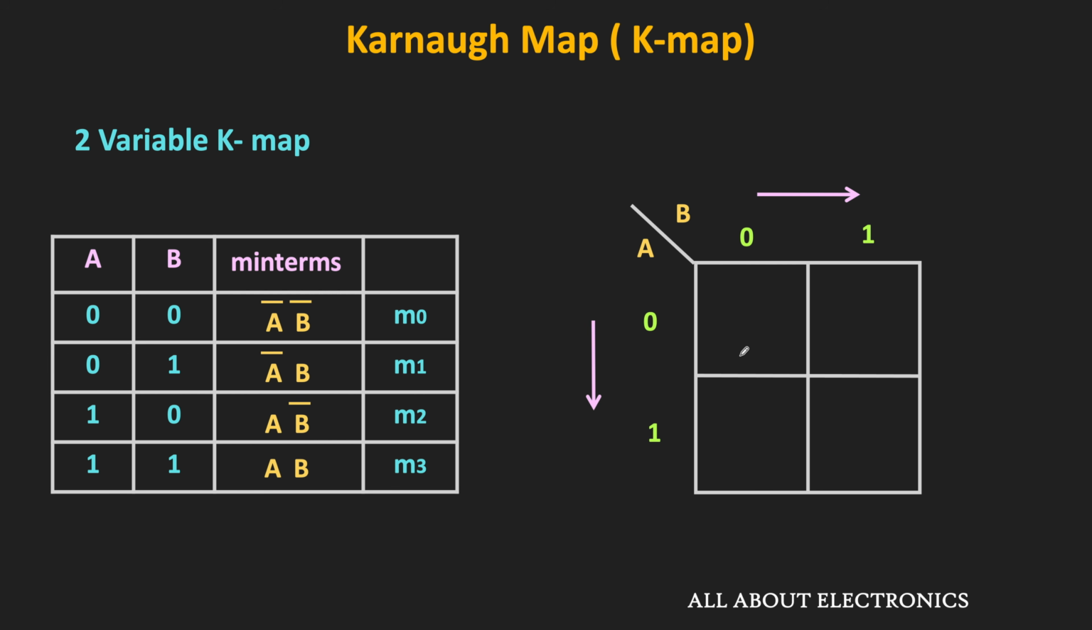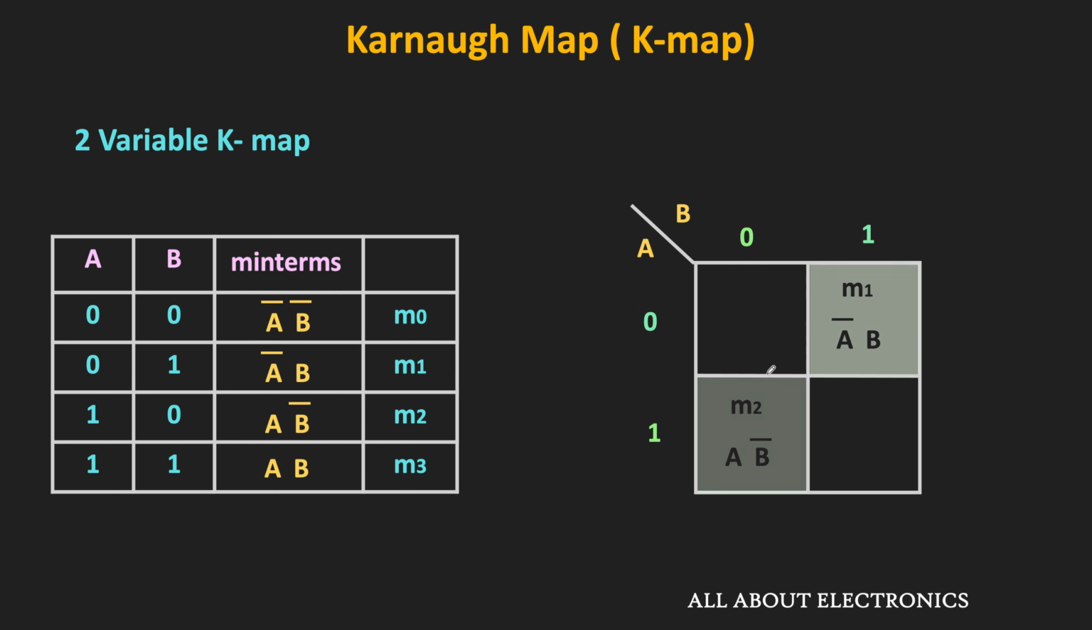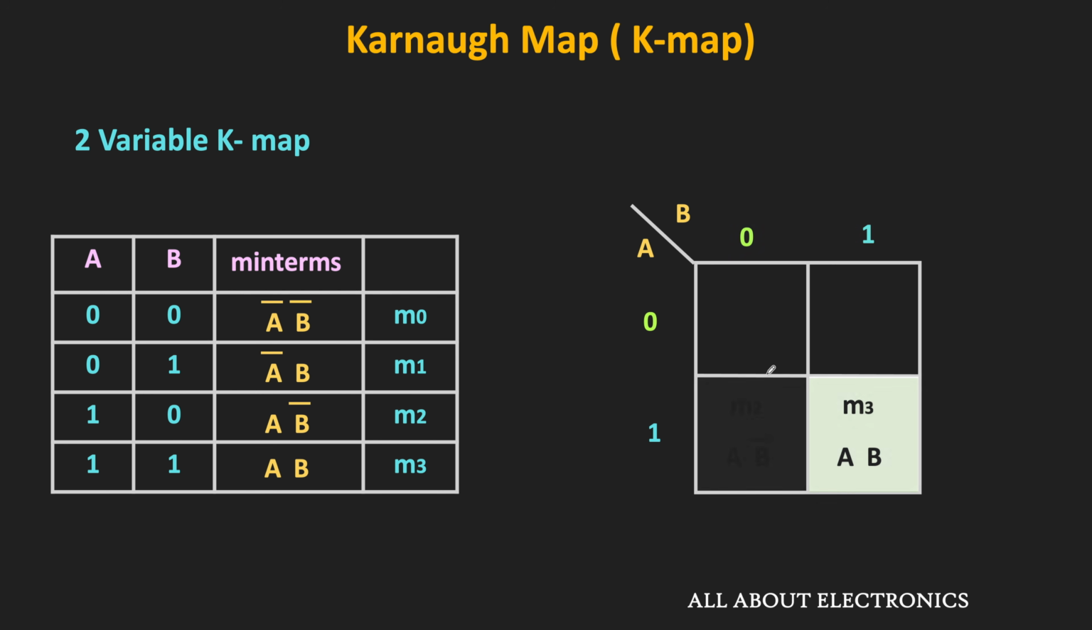Or in other words, we can say that each cell of this map represents a particular minterm. So whenever A and B are 0, then it represents A bar dot B bar, and it is represented by this cell. Similarly, when A is 0 and B is 1, then it represents A bar dot B, and the second cell represents the minterm M1. Likewise, when A is 1 and B is 0, then that represents the minterm M2, and this last cell represents the minterm M3. That means each cell of the map represents a particular minterm.